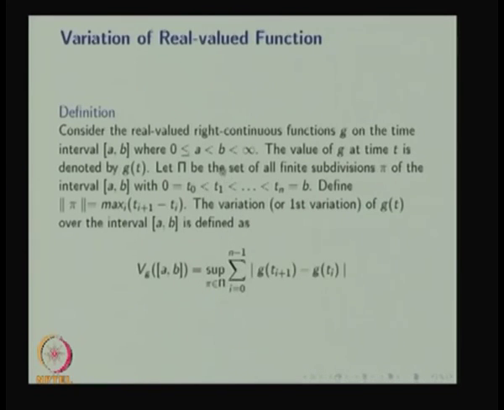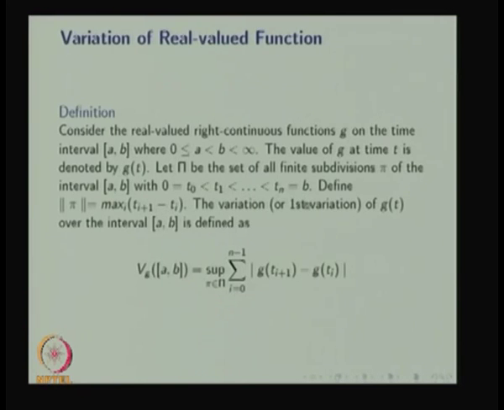The first variation is defined as follows. Consider a real valued right continuous function g on the time interval a to b. The value of g at time t is denoted by g(t). Let Pi be the set of all finite subdivisions pi of the interval a to b, with a = t_0 < t_1 < ... < t_n = b. Define the norm of pi as the maximum over i of the length of the interval, that is t_{i+1} - t_i.